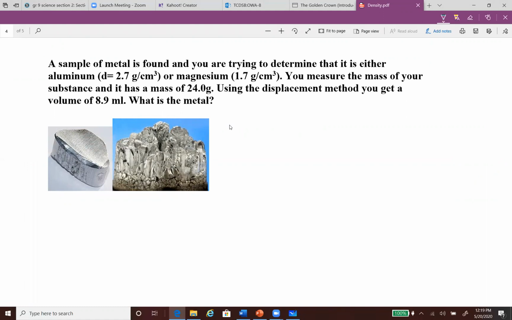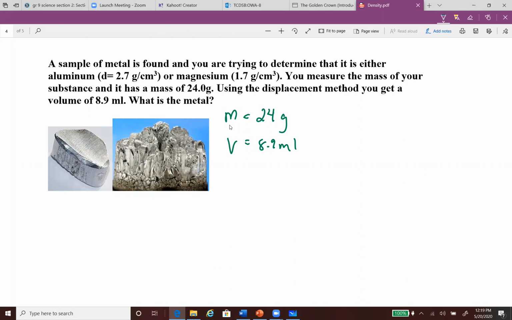We have its mass. So its mass is 24 grams. And we have its volume, and its volume is 8.9 milliliters. If we could figure out its density, then we can determine if it's aluminum or magnesium. Okay, so we're just going to simply plug this into the density equation.